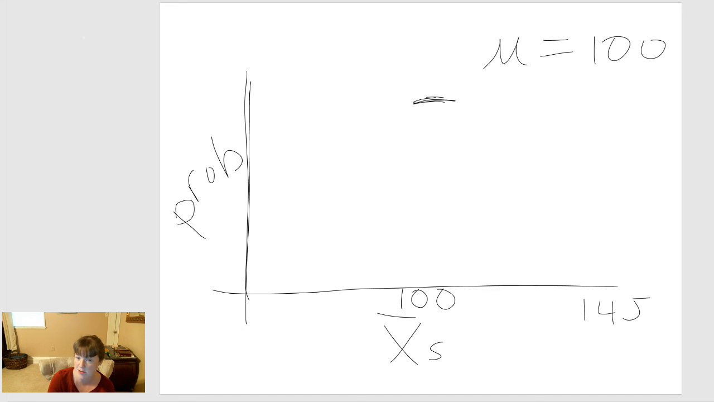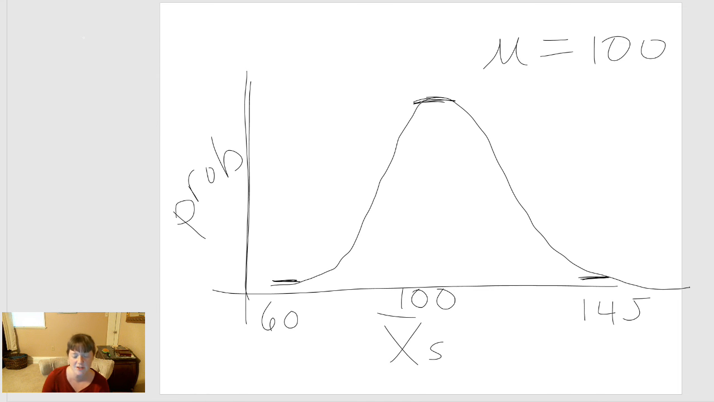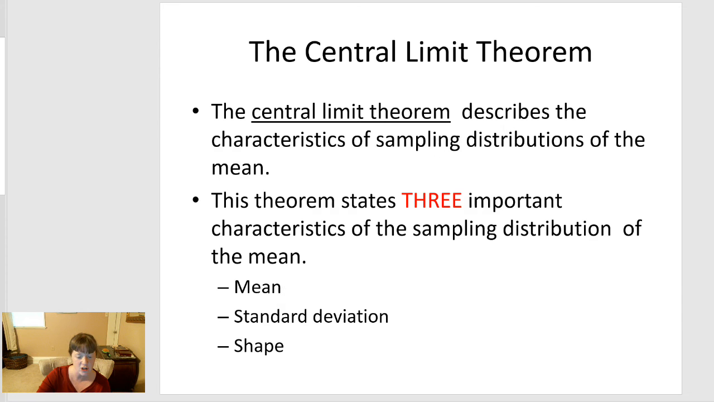So getting a sample average of 145, less likely. Getting a sample average of 60, less likely. Let's connect the dots. Hey, that looks like a normal distribution. And that is the first thing I want you to recognize, that sample averages are going to be normally distributed. And that brings us to the central limit theorem.